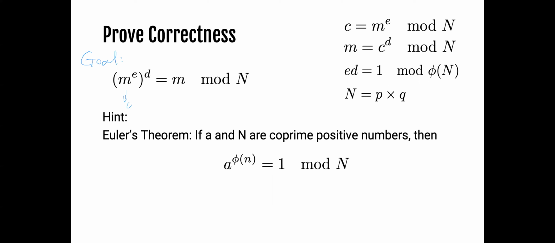And also, I already put all those necessary equations over here for you to refer. Remember that C is equal to M to the E, although you don't need to know about C right now. And then M is equal to C to the D, modulo N. And we know that for E and D, the multiplication of these two is equal to 1 modulo phi of N, and N is equal to P times Q, and P and Q are prime numbers. And actually, knowing that P and Q are prime numbers is important.